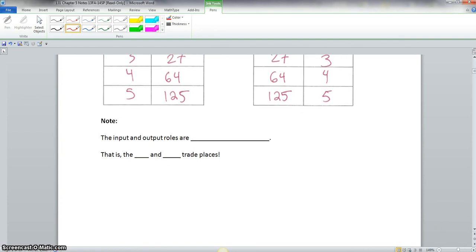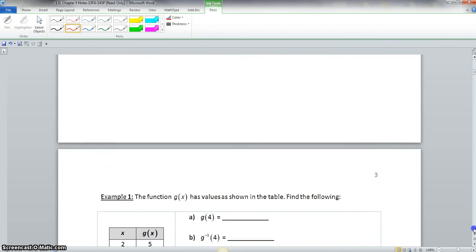Now, it says note. In your course pack, you more than likely have note when comparing a function with its inverse function. And we could put this, the input and output rows are switched. And we could put swapped. Switched or swapped. That is the x and y trade places, which we saw up here in the table. Now, we need to scroll down to our next page.